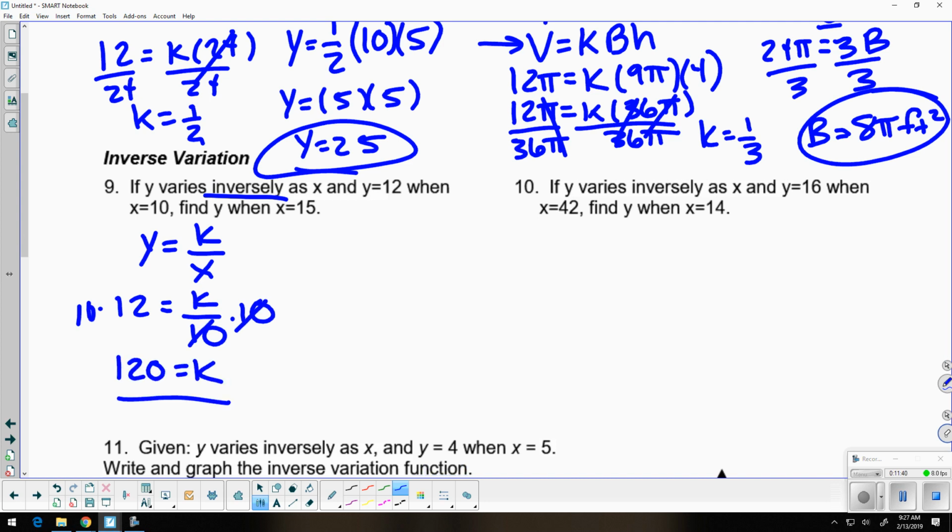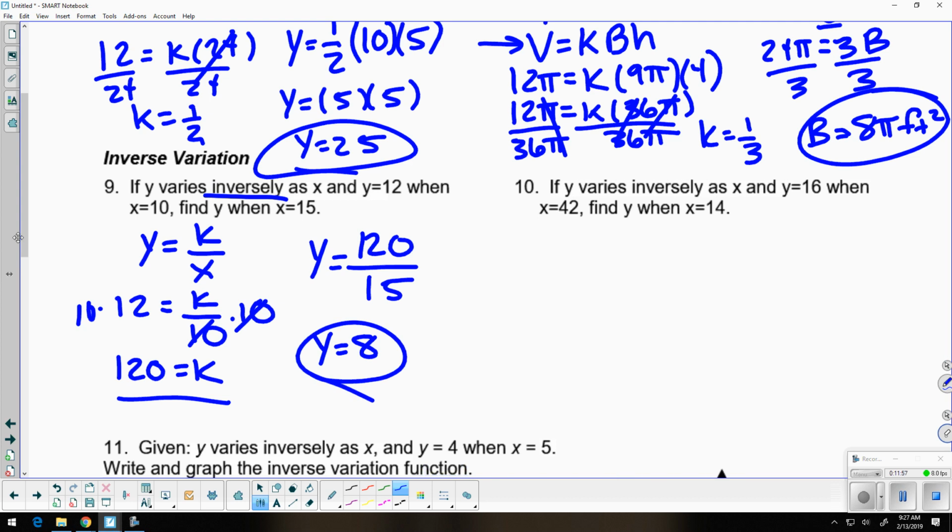All right, now use that. Now we're finding y when x is 15. So plugging this all back in, y is equal to k over x. So 120 divided by 15, and that should come out to be exactly 8.